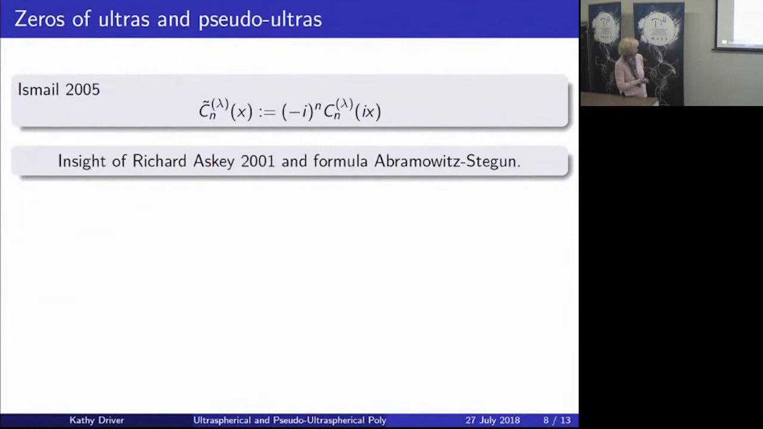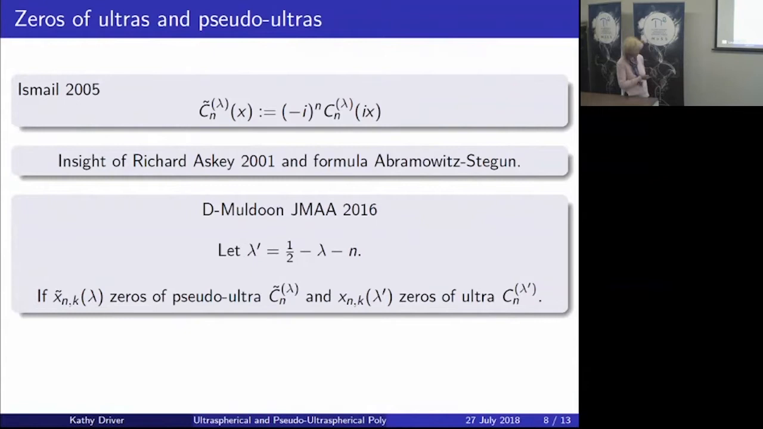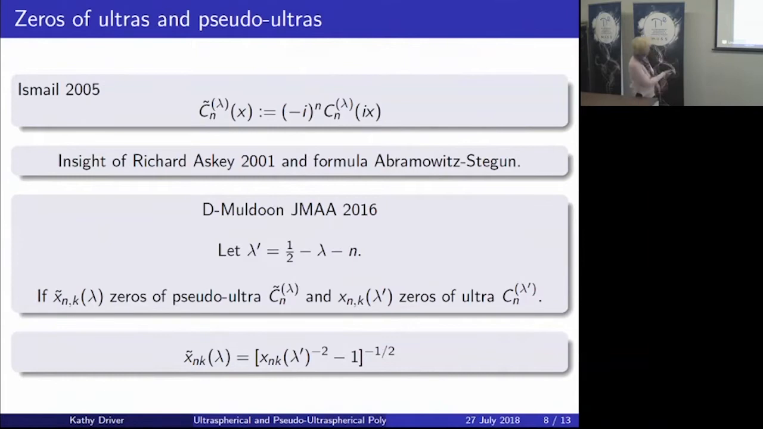And this was in the paper in the Journal of Mathematical Analysis and Applications. I'm going to define a new lambda prime and that's motivated by this motion of the zeros as lambda decreases. If we denote the zeros of the ultraspherical polynomial with parameter lambda, and the zeros of the pseudo-ultraspherical with parameter lambda, and ultraspherical with parameter lambda prime, where this is the relationship between the two, lambda prime and lambda, notice the dependence on m as well, then what you get is that 1 over x_{nk} tilde lambda squared is 1 over that guy squared minus 1. So it's a very beautiful, very simple formula. If you have this connection between the parameters, you also have this connection between the zeros of the ultraspherical and the pseudo-ultraspherical polynomial.